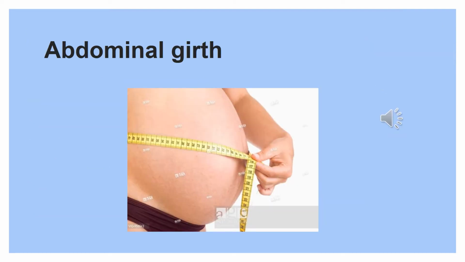Abdominal girth. Even though it is not included in the steps of antenatal assessment, in our clinical setup we do measure the abdominal girth of the mothers. The abdominal girth will be less in case of oligohydramnios or intrauterine growth retardation, whereas in polyhydramnios or multiple pregnancy, the abdominal girth will be more.